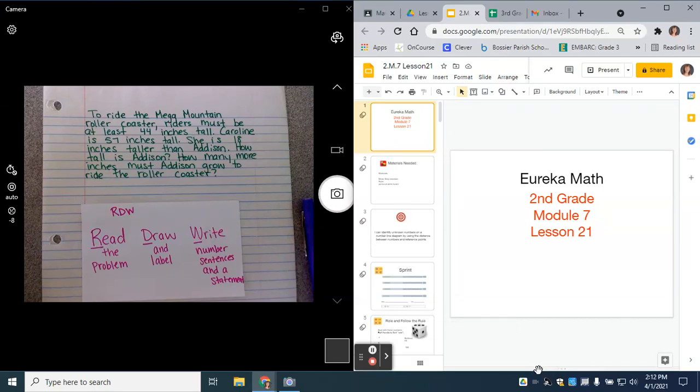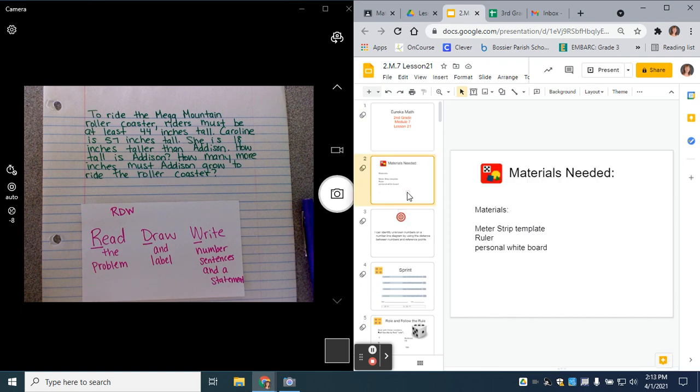All right, this is second grade module 7, lesson 21. The material that you need is the meter strip template. If you don't, that's okay, just watch me. You will need a ruler and something to write on. That could be paper or a dry erase board.